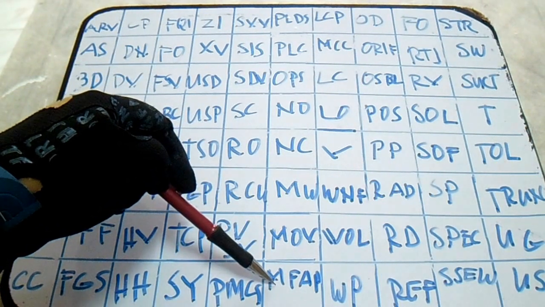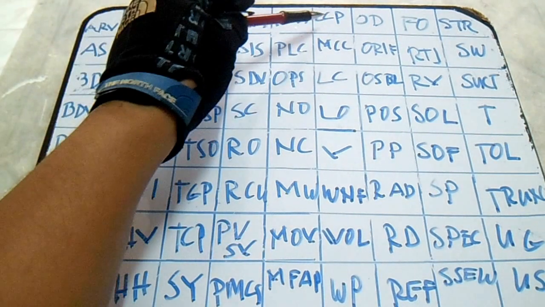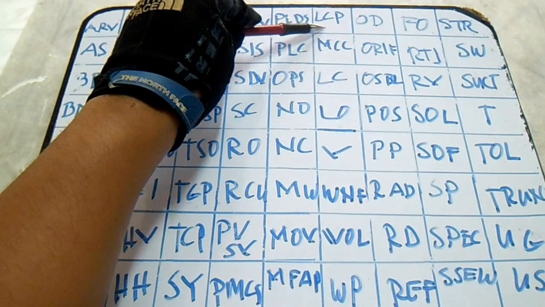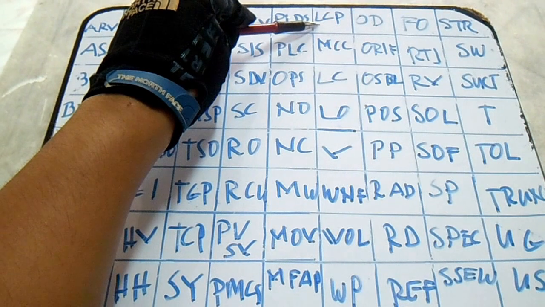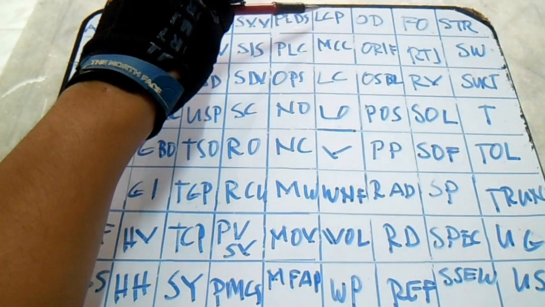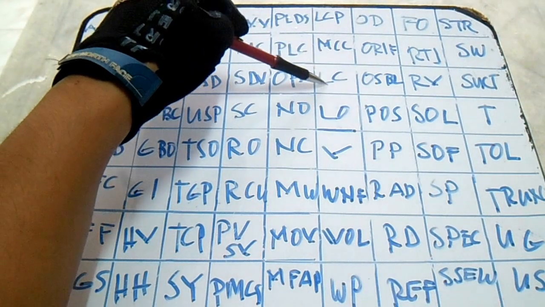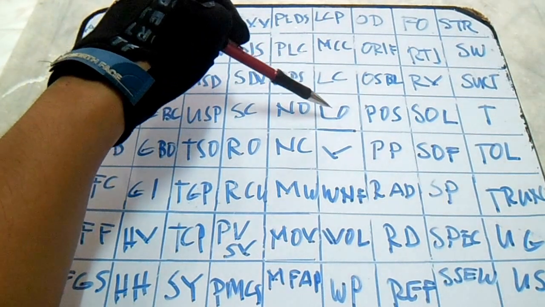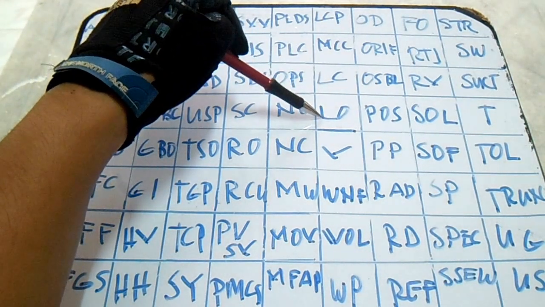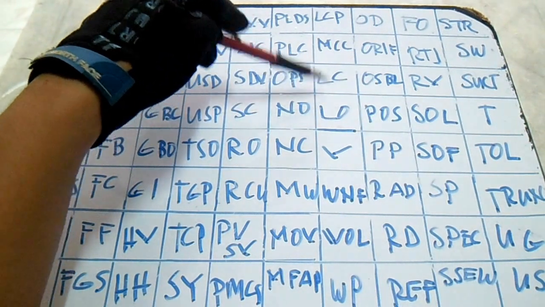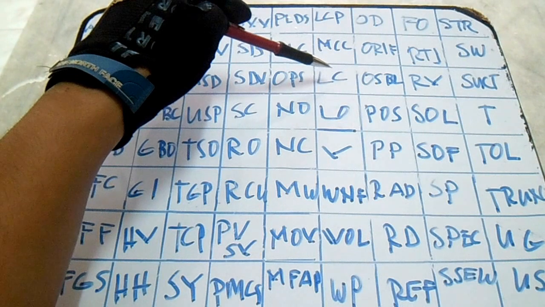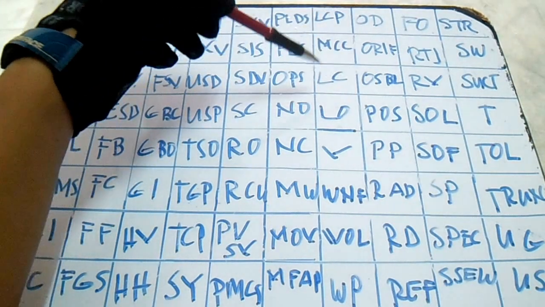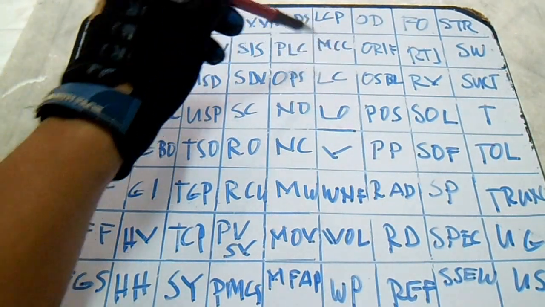MFAP, master fire alarm panel. LCP, local control panel. LCV, local level control valve. MCC, motor control center. LC and LO, lock close and lock open, from the valve.